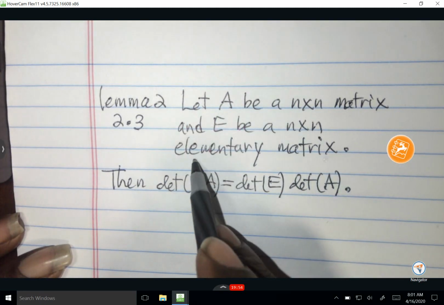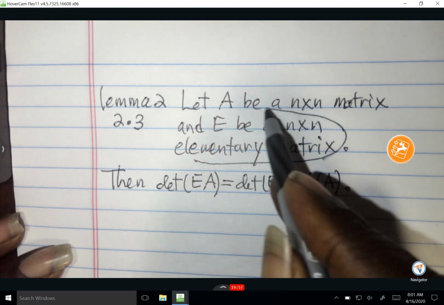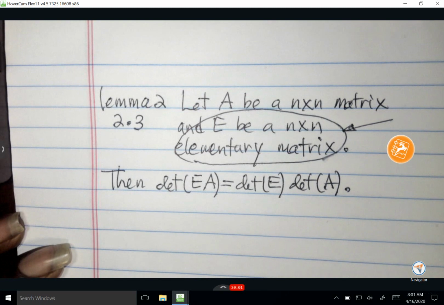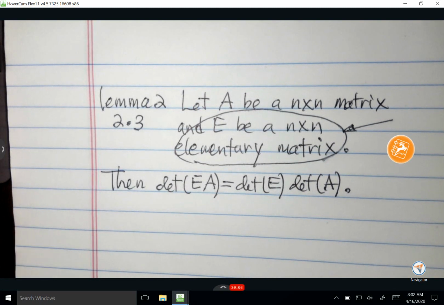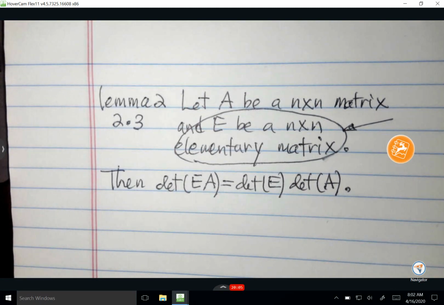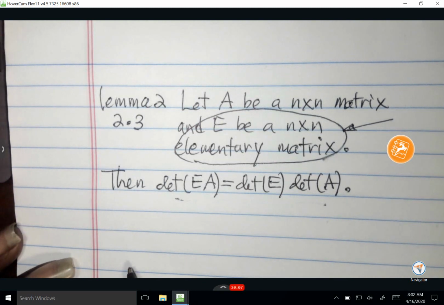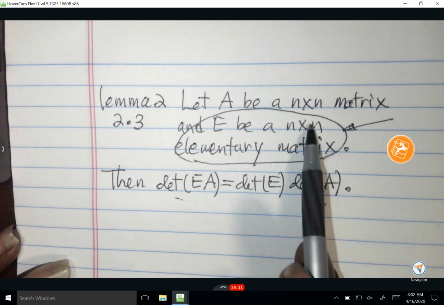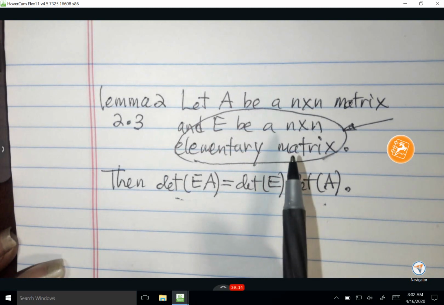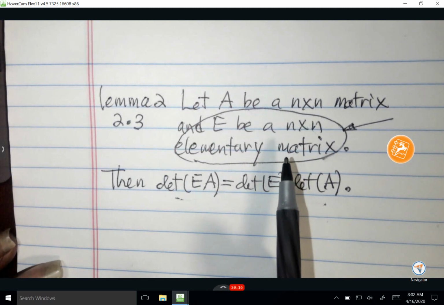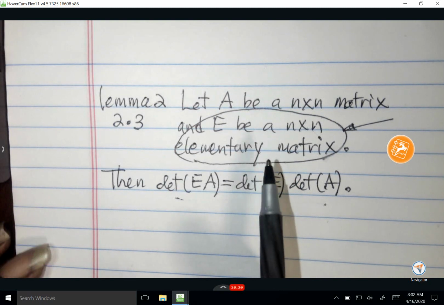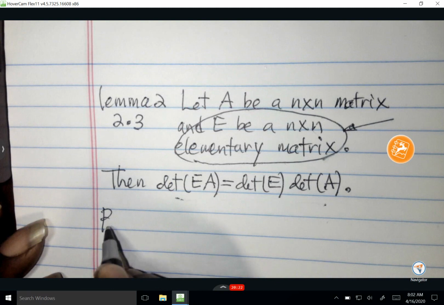Now, since E is elementary, there's only 3 types: ES, EM, and EMA. So I'm going to check this on all three. And if it checks out, then we've proven it, because there's only three types of elementary matrix, because there's only three elementary row operations to do on IN. Prove it.